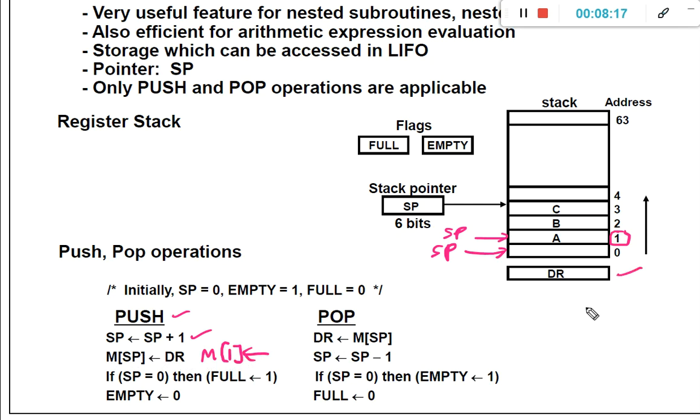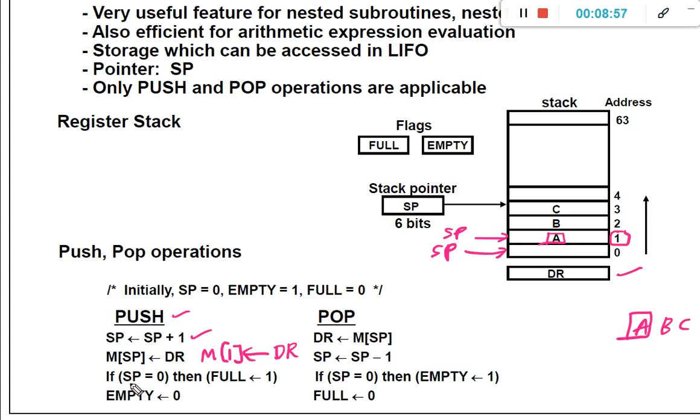DR, as you know already, is the data register, and it is going to hold the data. Whatever data is available in DR is moved into the stack. So M of 1 assignment DR: assume initially the DR value is A. We are going to insert the values A, B, C. So initially the DR content is A, so the value A will be pushed into the stack. A is pushed.